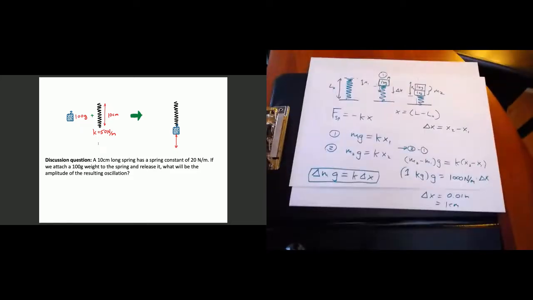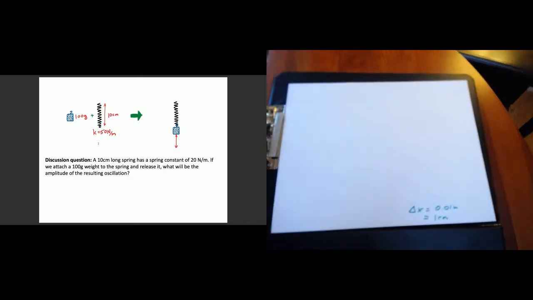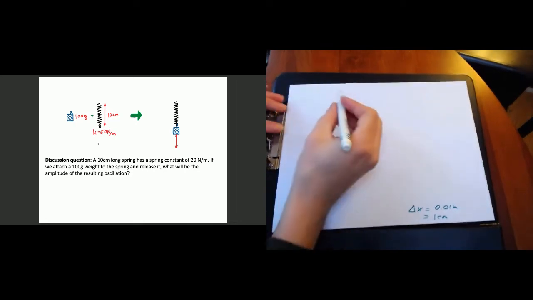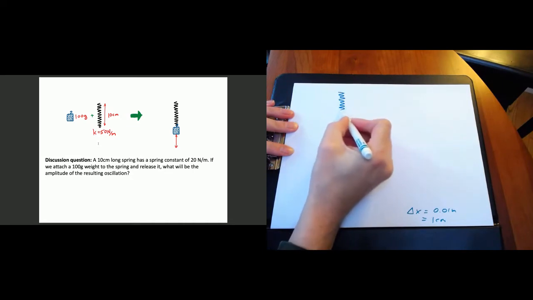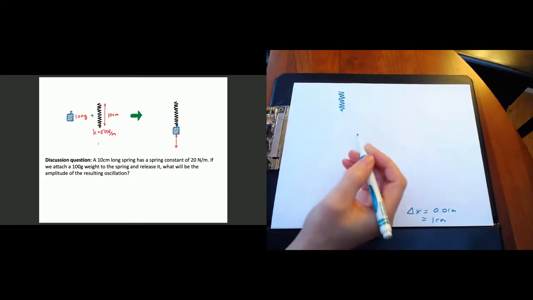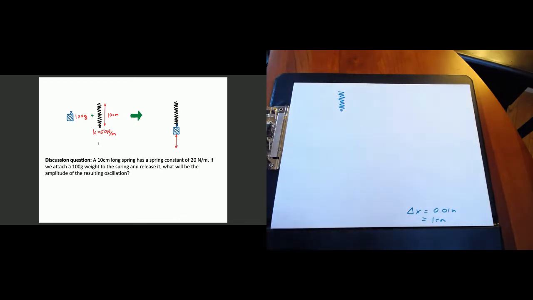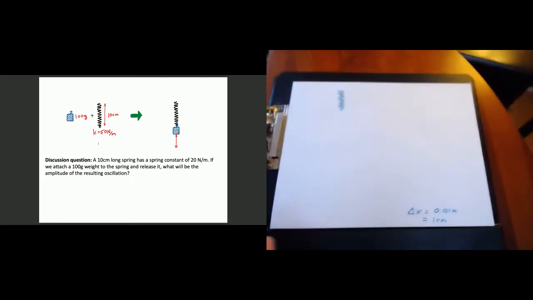Okay, so take a minute to think about that, and see if you can work it out. All right, so let's do this one. Sorry, there's actually a discrepancy between the text of this question and the picture. The picture says k equals 50 newtons per meter. So we're going to go with that value for k instead of the 20 newtons per meter in the question.